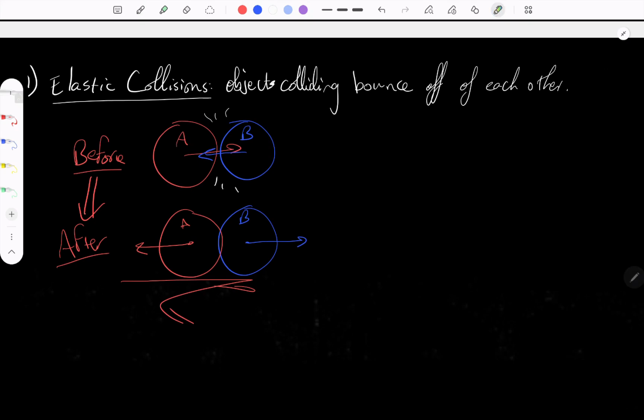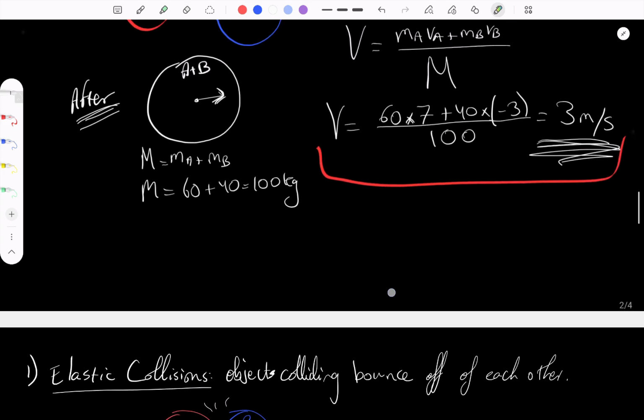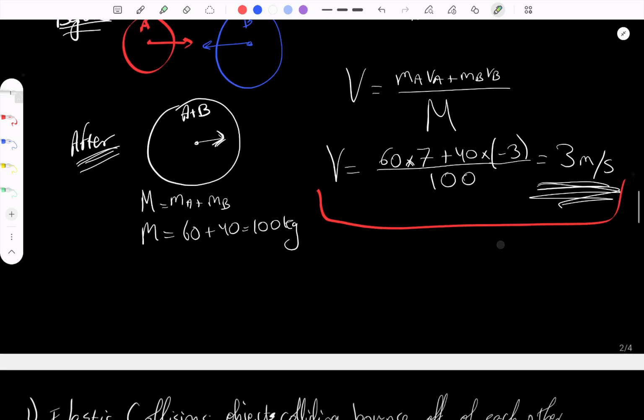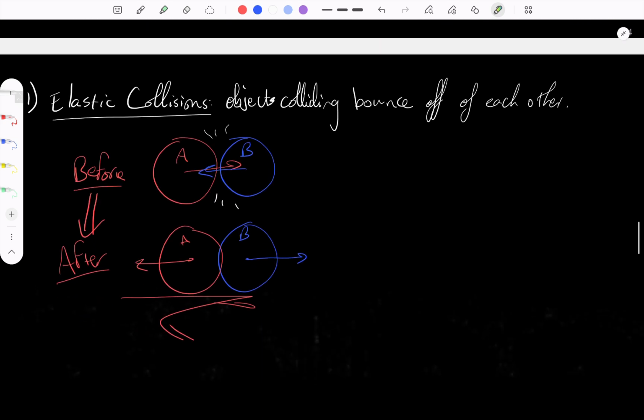This is a bit different from inelastic collisions, where, as we've seen before, the two objects form a larger mass, and that larger mass is either going to be static after the collision or it's going to move in a certain direction. Here in elastic collisions, the two objects remain after the collision and they end up moving differently.